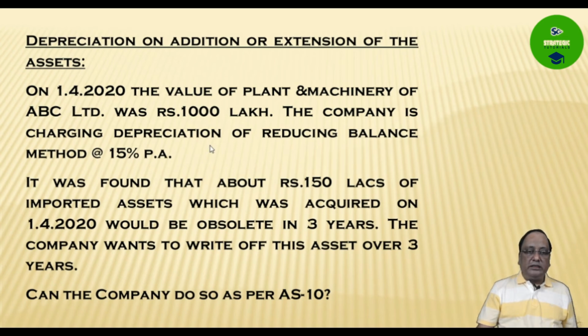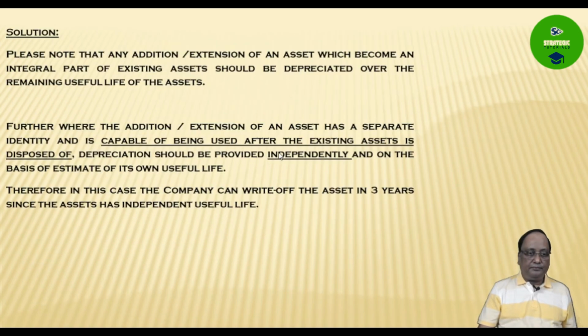The company is charging depreciation by the reducing balance method at 15% per annum. It was found that about rupees 150 lakhs of imported assets, which were acquired on 1st April 2020, would be obsolete in 3 years. The company wants to write off the assets over 3 years. Can the company do so as per AS 10? This is the most important thing. So what will be the treatment?